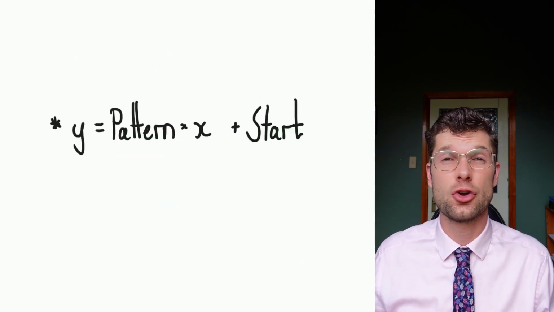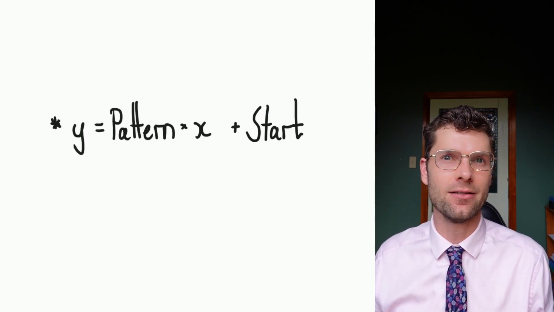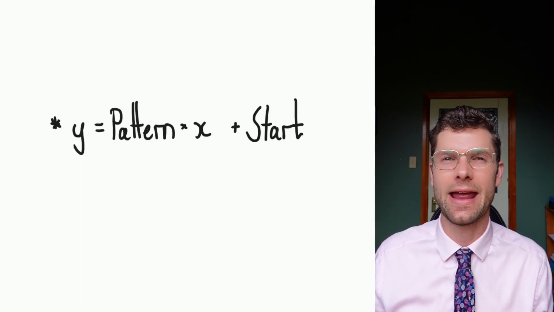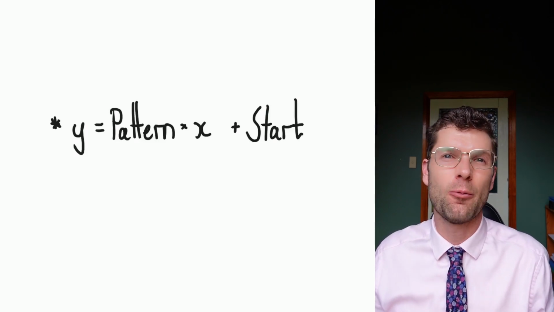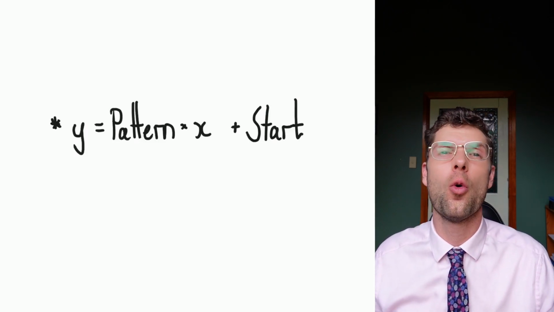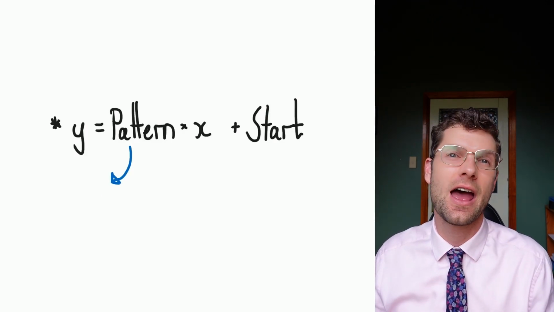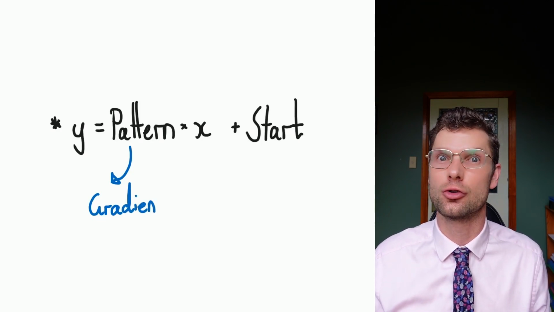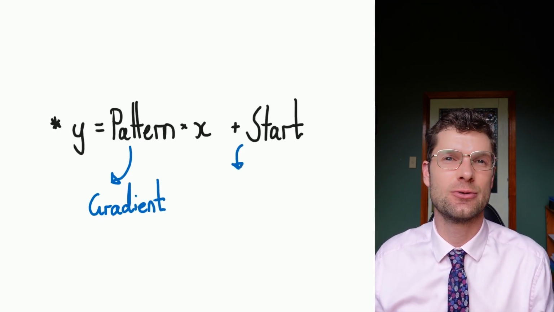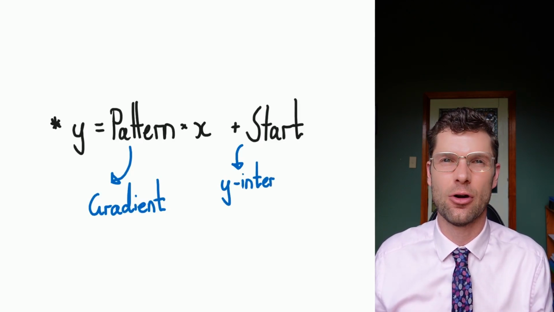So the formula that you're going to see for linear relationships is that y is equal to the pattern, what's happening, multiplied by x, plus the start value, whatever we start at. And with these two bits of information, we could always project what's going to happen in the future or what's going to happen in the past. The fancy word for the pattern is the gradient. So that's what we're looking for, the gradient. And the start value is that y-intercept, or what y is equal to when x is 0.